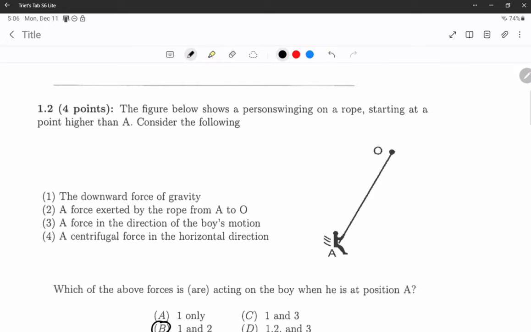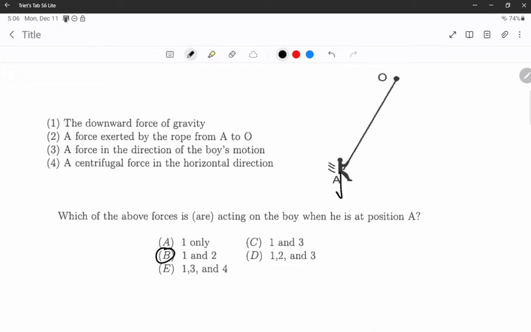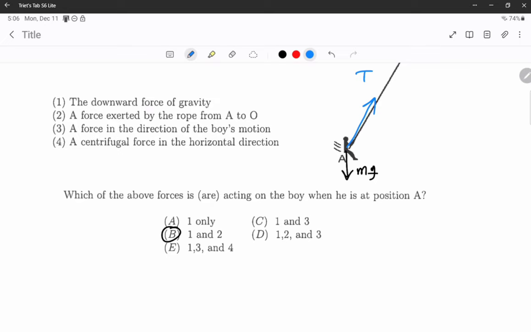1.2: the figure below shows a person swinging on a rope, starting at a point higher than A. Consider the following. One, the downward force of gravity. Two, the force exerted by the rope from A to O, thus the tension force, right? Three, the force in the direction of the body motion. So the body motion is this, the force here. I don't think so. And four, a centripetal force in the horizontal direction. Which of the above forces are acting on the body when it's in position A?